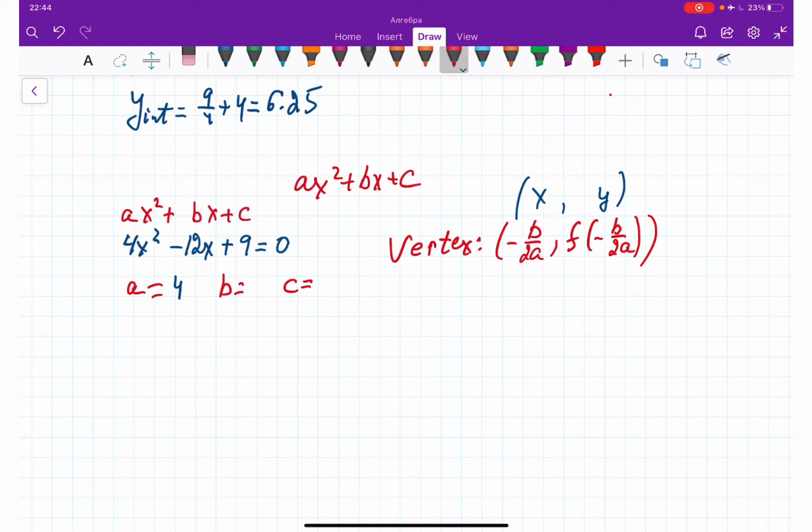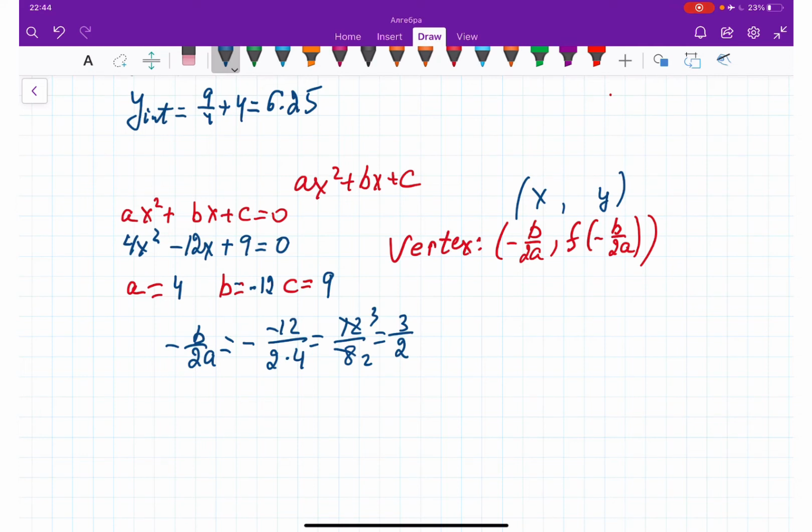Let me write down right here: ax squared plus bx plus c equals 0. Okay. A is 4, b is negative 12, c is positive 9. So for the vertex, negative b over 2a is going to be equal to negative, b is negative 12, over 2 times a, which is 4. It's going to be positive 12 over 8. 12 over 8, if I reduce by 4, is 3 over 2. 3 over 2, which is 1 and 1/2, obviously.